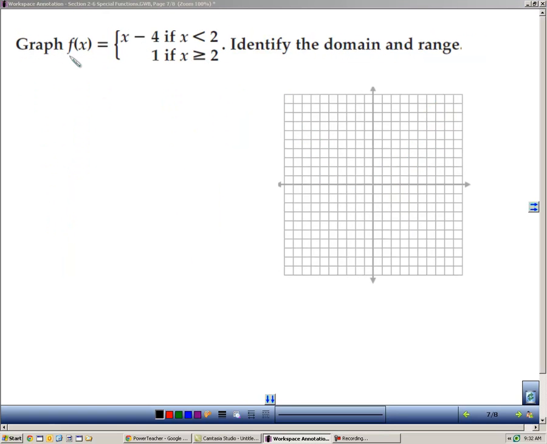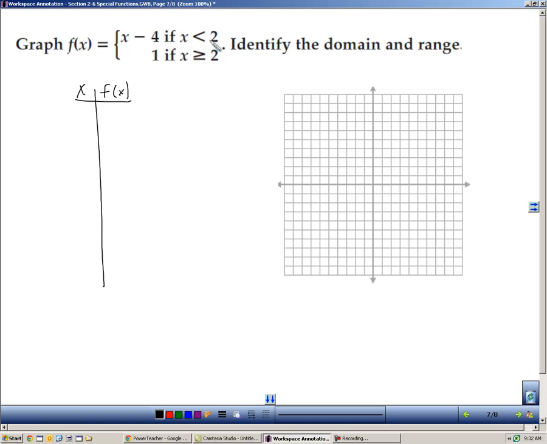So here's a piecewise function, and we're going to look at how to graph that. My function f of x has 2 different parts to it. It represents x minus 4 if the x values are smaller than 2, and the function represents the number 1 if the x values are greater than 2. So we're going to take that into consideration when we give it some points.